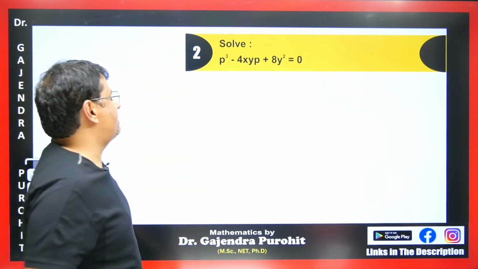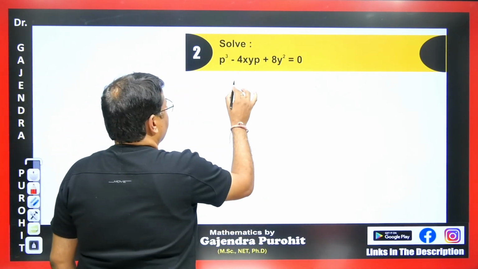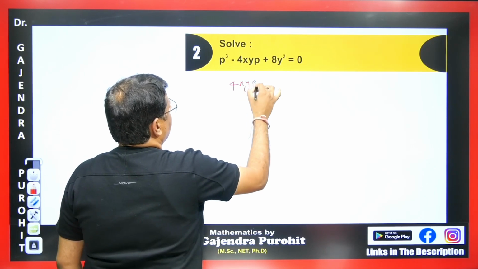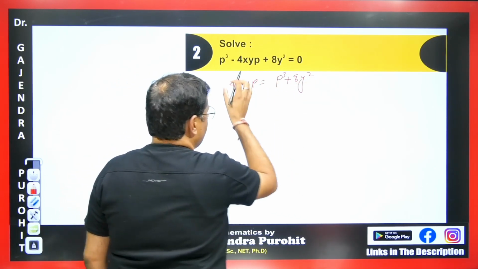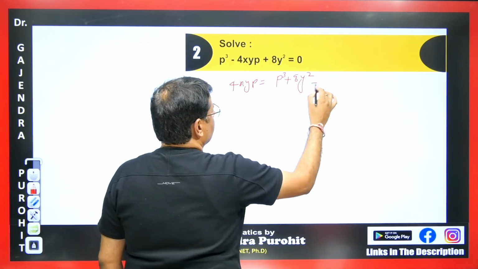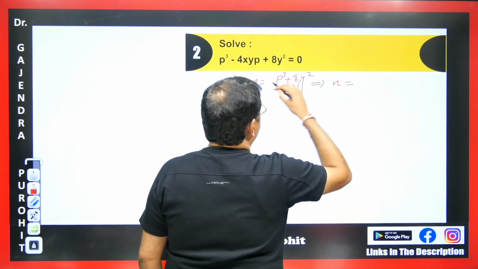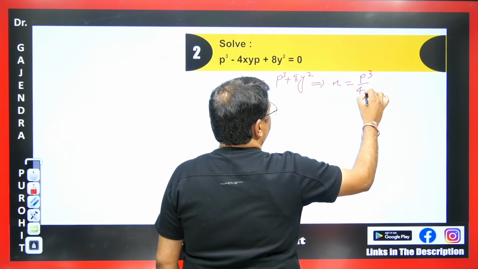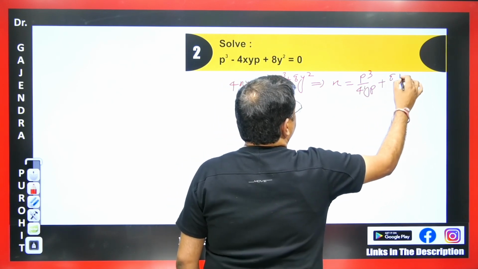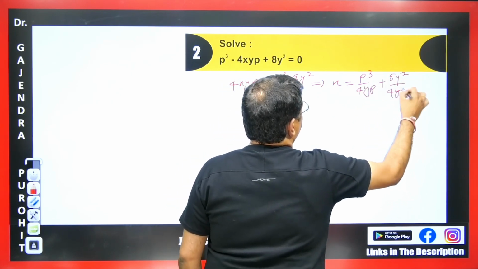Here also x is given once. Now we will take this term and I will write this like 4xyp is equal to p cube plus 8y square. Here you can keep x as it is on the same side. We will keep x on this side and divide 4yp on the other side. This will become x is equal to p cube upon 4yp plus 8y square divided by 4yp.